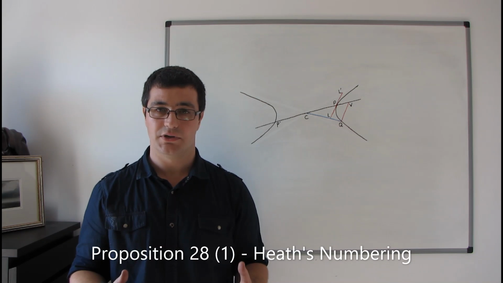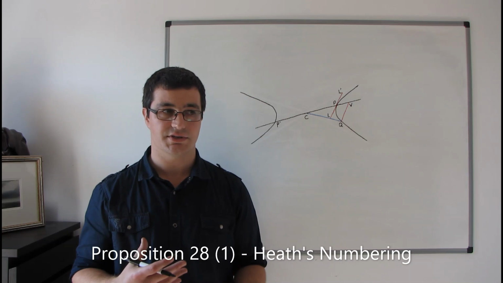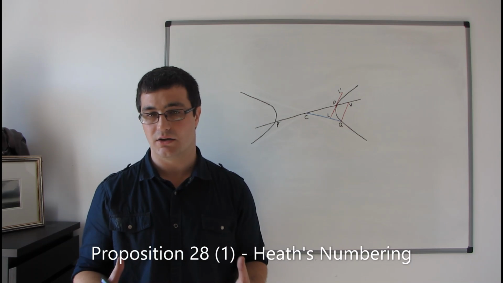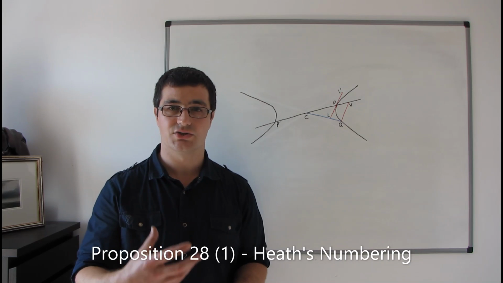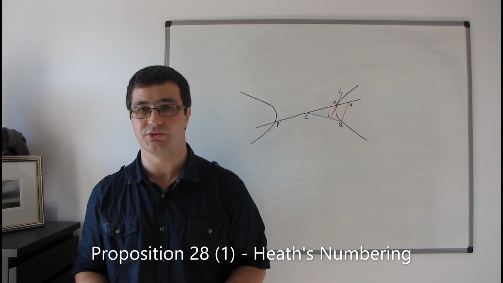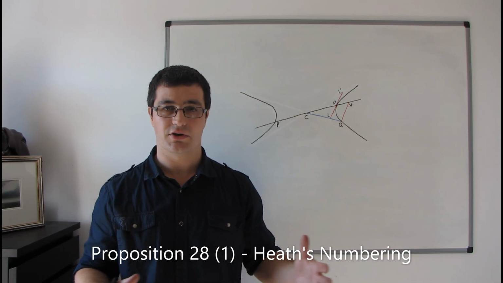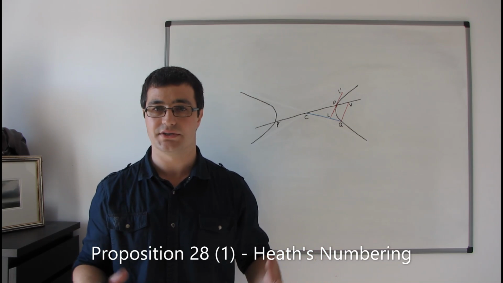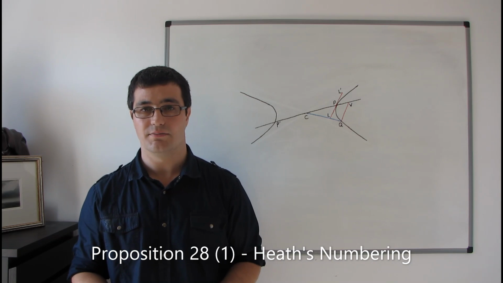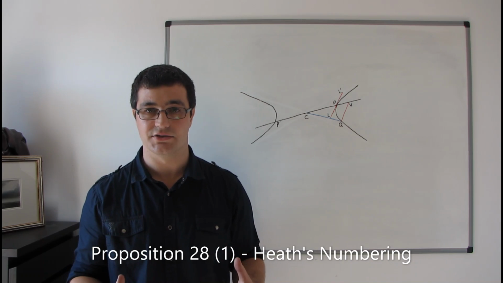In my last video on Apollonius' Treatise on Conic Sections, we looked at how, given certain information regarding a conic section, we can reconstruct the conic so that it's in agreement with that information. That really brought us to the end of Apollonius' first book. So in this video, I'm going to make a start on Apollonius' second book.